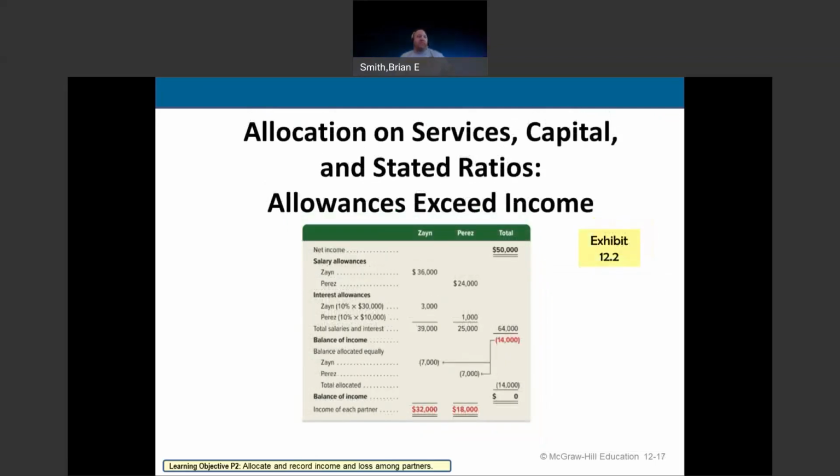Now, what happens if it's 50,000 instead of 70,000? We're still going to do everything at the top, the salary allowance and the interest, the same, except by allocating all this at 64,000, now we've incurred a loss. It's not a real loss. It's just that we overpaid our partners per the partnership agreement, so now we've got to cut some of that out from you. We're going to do that equally. 14,000 divided by 2 is 7,000 apiece. So we're going to take 7,000 out of each of their capital amounts that we've already allocated, and that's going to get us to where we equal our 50,000 of net income.